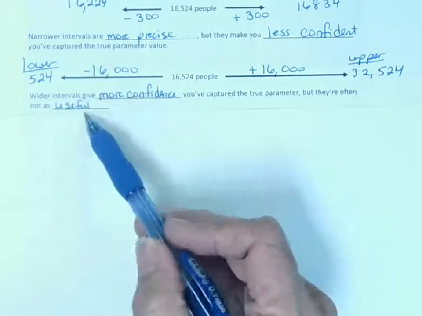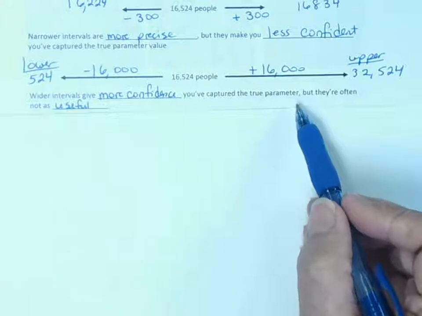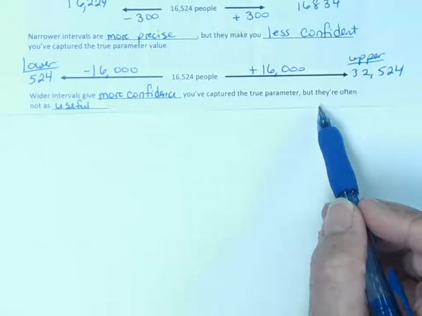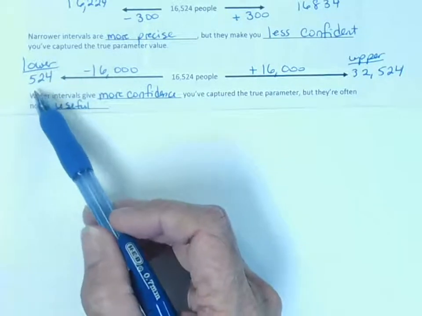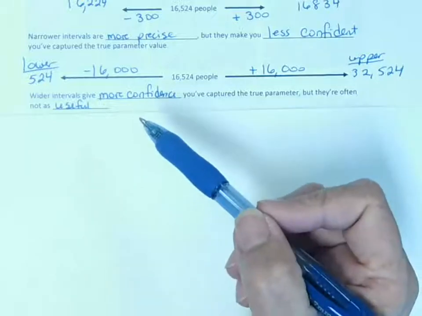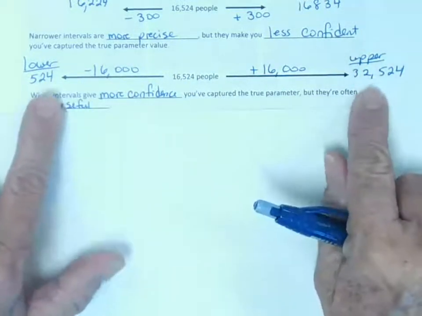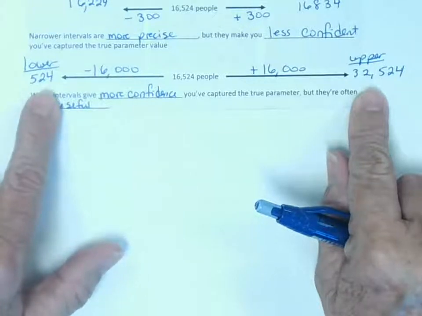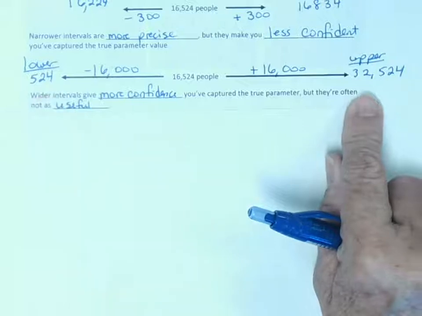So wider intervals give us more confidence that we've captured the true parameter, but they're often not as useful. How would you plan if someone told you, well, there's between 524 and 32,000 people? That would make planning very difficult. You're pretty confident, though, that the true number is between these two values, but it makes planning very, very difficult. So it's not very useful to have this super wide interval.